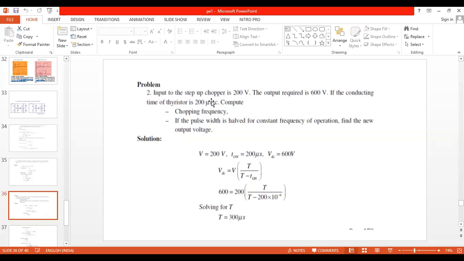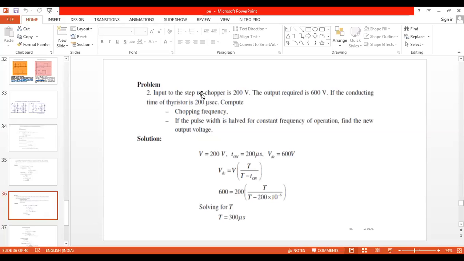This derivation we have also seen in the slide we did earlier. V naught is equal to input voltage into del by 1 minus del, where del is equal to T on by T. So in that formula, output voltage V naught or VDC equals input voltage into 1 by 1 minus del. But what is del? T on by T. So here they have substituted T on by T, and after taking the LCM we get this expression.